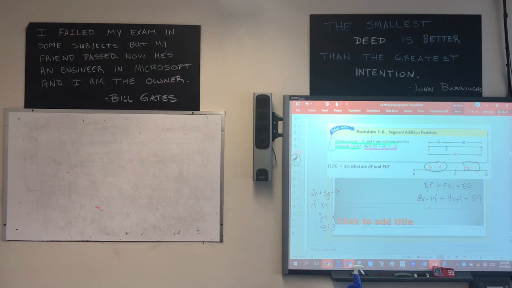It's a multi-step equation. I have my x's. I have my constants. So it equals 59. Isolate my variable term. Divide by 12. And I get 6.